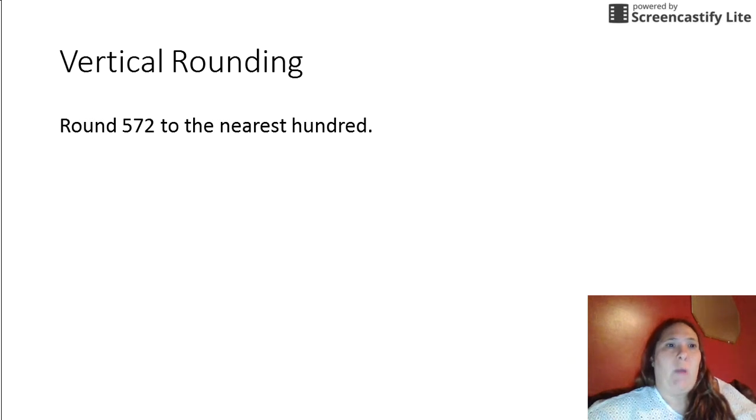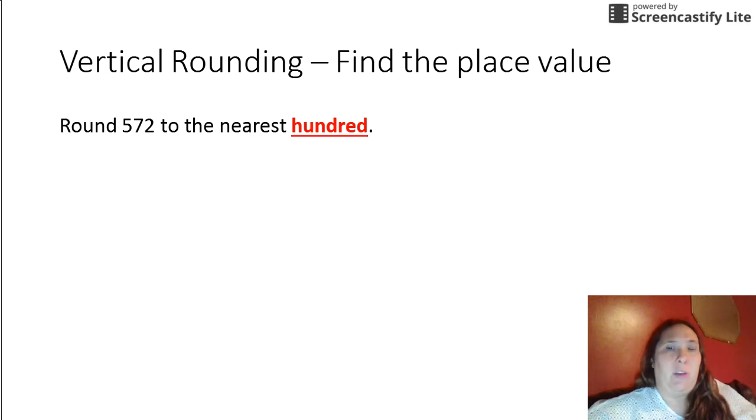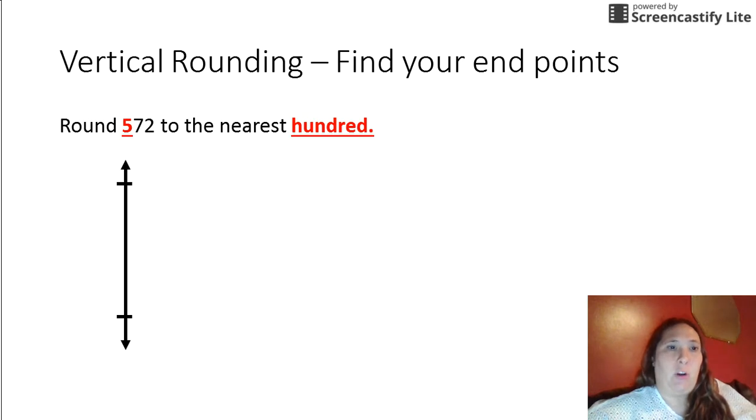So in the question, round 572 to the nearest hundred, the first thing we need to do is find the place value that we want to round to. In this case, we're doing the 100. 5 is in the hundreds place. So when we are finding what number and where to put our numbers on the vertical number line, we're going to use the 5 in the hundreds place, or 500, as the bottom number on our number line. That's one of our endpoints. The second endpoint is going to be the next number counting up by hundreds. So 500, 600. 600 will be the top number of our vertical number line.